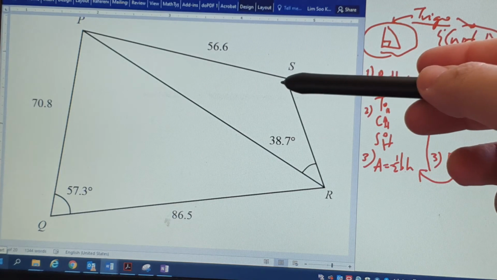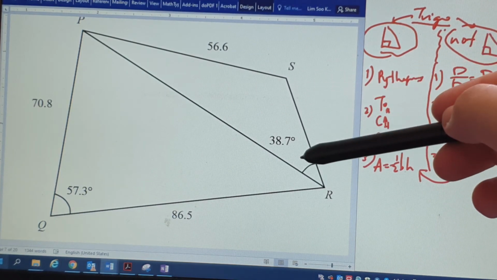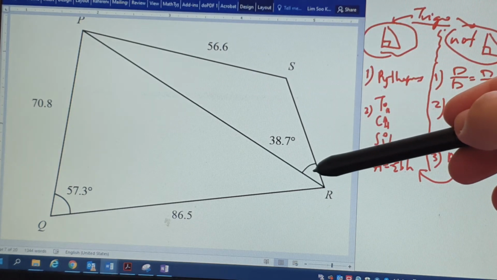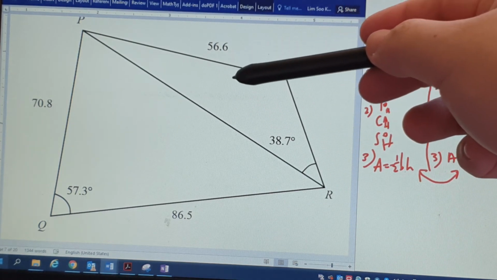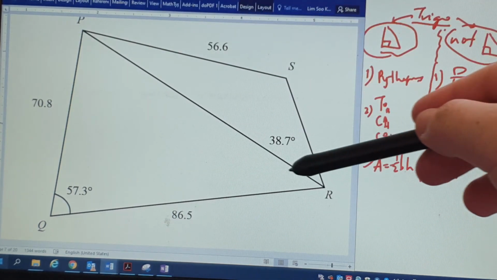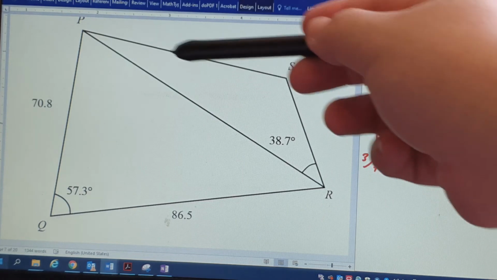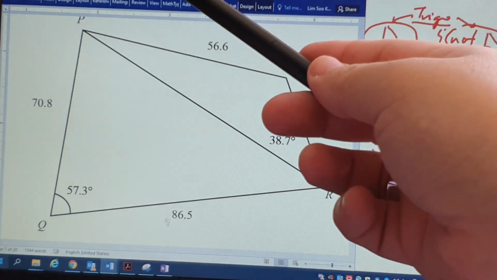Do you have a friend here? Do you know this angle? We know this one, but we don't know this one. This one has a friend, you see: sine 38.7 over this. Okay, they have a friend. But then this doesn't have a friend. So we say that we cannot use this triangle.